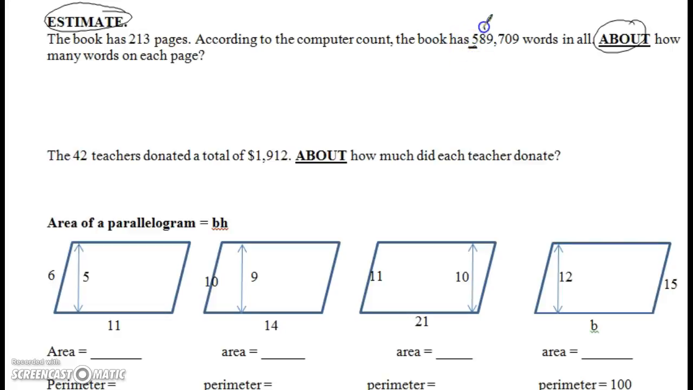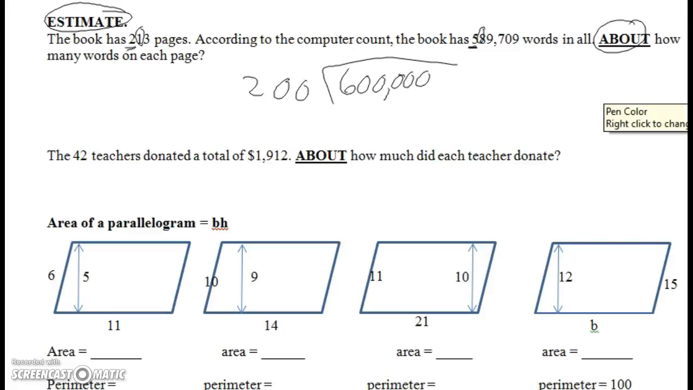So I need to round these off first. 589,000. I want to round to the highest place always because I want as many zeros as I can. And that's going to go to 600,000. 213, go to the highest place, is going to go to 200. And now we have one of those problems like we did just a few minutes ago. 2 is going to go into 6 3 times. Need the same number of zeros inside and out.